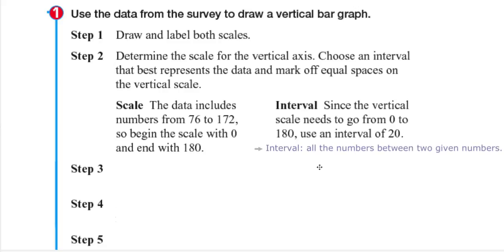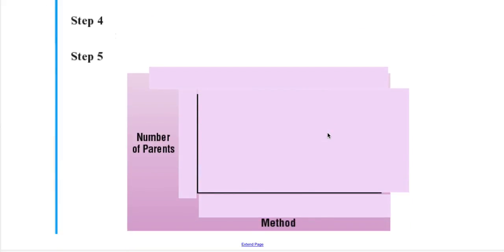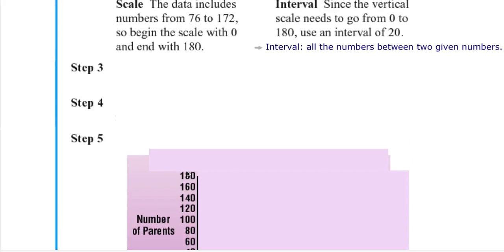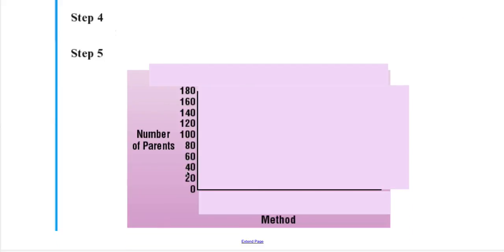Remember also the definition of an interval. They are all the numbers between any two given numbers. Okay? So we determine the scale 0 to 180 and use intervals of 20. That's for our vertical axis. And there you have it, 0 to 180, intervals of 20 in between. Step number 3, mark off equal spaces on the horizontal axis and label each with a method. So we mark off equal spaces on the horizontal axis and label each method. Call them, alarm clock, wake on their own, and other.